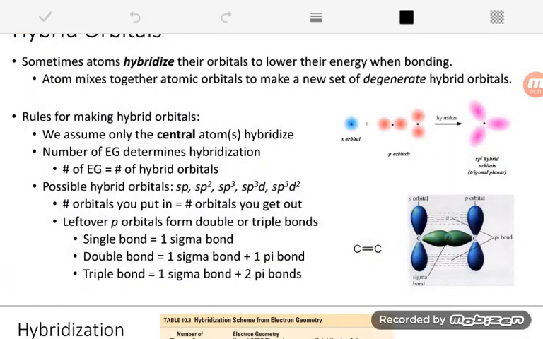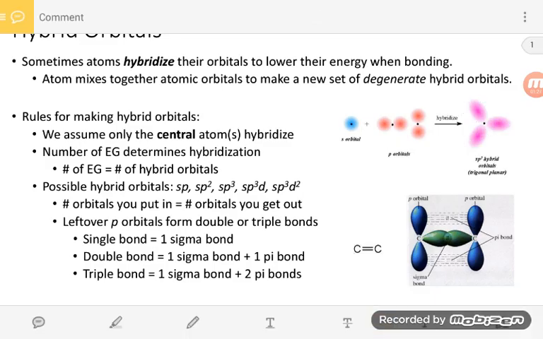For example, an atom could mix together one s orbital and two p orbitals to make three new, what we call sp2 orbitals. We're not that original, so one s and two p's, that's where we get the name sp2 from. These new orbitals are degenerate, meaning they all have equal energy, which is nice because previously the s orbital and the p orbital had different energies. The atom mixes together its orbitals to make these new hybrid orbitals because the hybrid orbitals are better for bonding. That's the whole reason it does this. Better for bonding gives it lower energy, and that's what it's after.